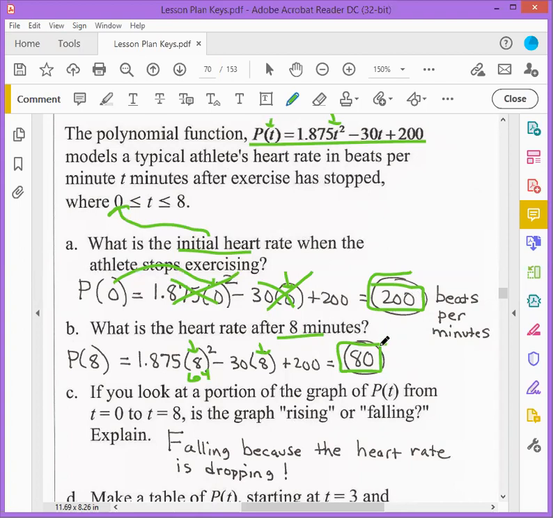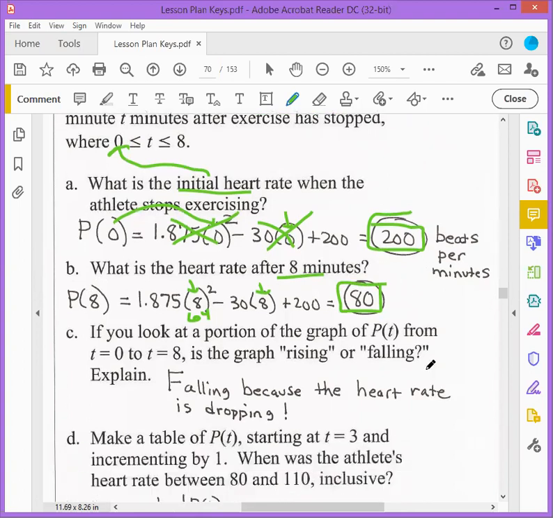Notice that our heart rate is going down. Right after the athlete stops exercising, their heart rate is pretty fast at 200 beats per minute, but after 8 minutes, it goes down to 80 beats per minute. 200 beats per minute and 80 beats per minute.